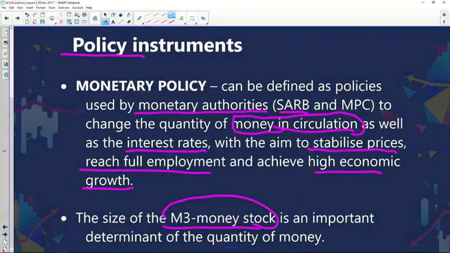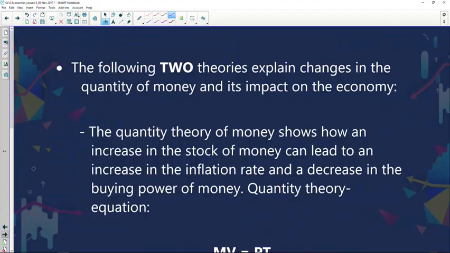Okay, so some important concepts from these 2 points that we have just discussed: the money in circulation, interest rates, stable prices, full employment, and high economic growth as well. So we're going to move on to our next point. The following two theories explain changes in the quantity of money and its impact on the economy.